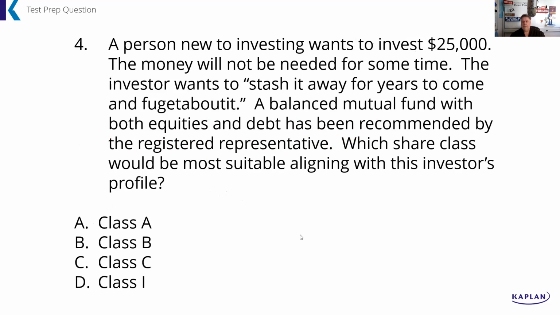A person new in investing wants to invest $25,000. And the money will not be needed for some time. So that means we can be long term, set it and forget it. A balanced fund with both equities and debt has been recommended by the registered rep. Which share class would be most suitable for aligning with this investor's profile? It looks to me that we can go for the class B share that has the contingent deferred sales charge because of the long-term horizon. Class C would have a 12B1 fee, more for short-term. And A would be the front load. Class B would be the appropriate response there.